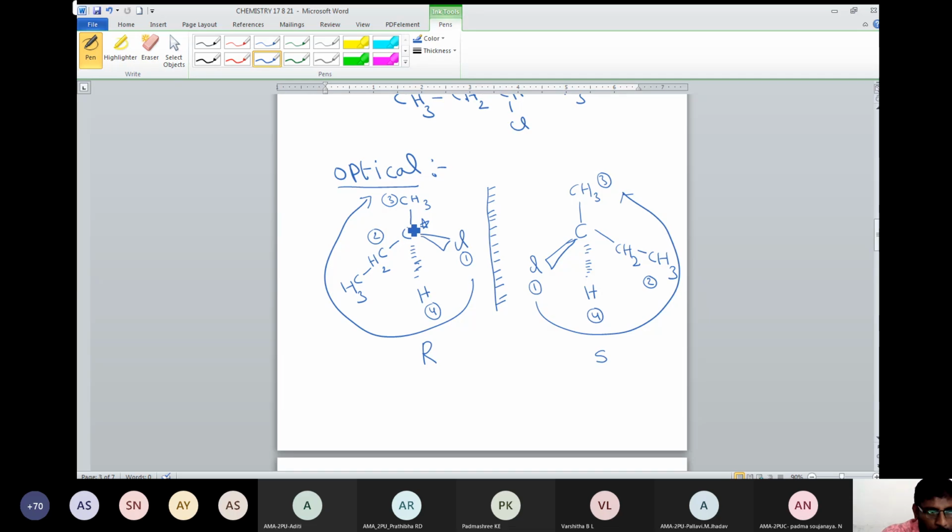So, how to identify configuration? Again I am telling. First we give atomic number priority. Highest atomic number is chlorine. Second, this is also carbon, this is also carbon, but it is again attached to another carbon. That's why this is second. After that, third is the CH3. Least priority is the hydrogen. Observation is from 1 to 2, 2 to 3. This is a clockwise direction. That means it is an R isomer. Here 1 to 2, 2 to 3, anti-clockwise. This is the S isomer. So R and S isomers are called optical isomers.